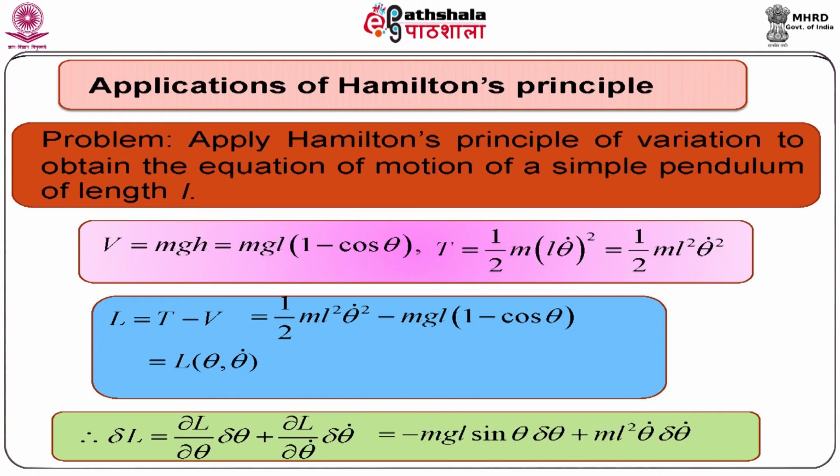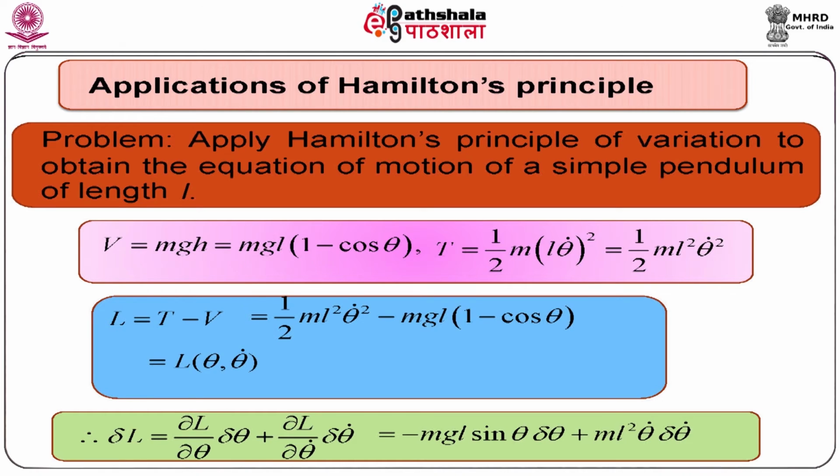Kinetic energy T = ½ m (L θ̇)² = ½ m L² θ̇². Now, the Lagrangian of the system is L = T − V = ½ m L² θ̇² − mgL(1 − cos θ). Therefore, L is a function of θ and θ̇.